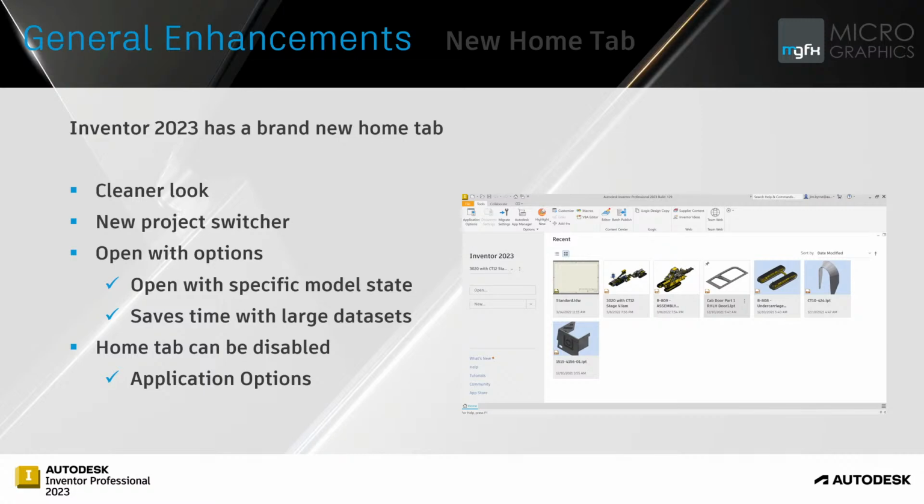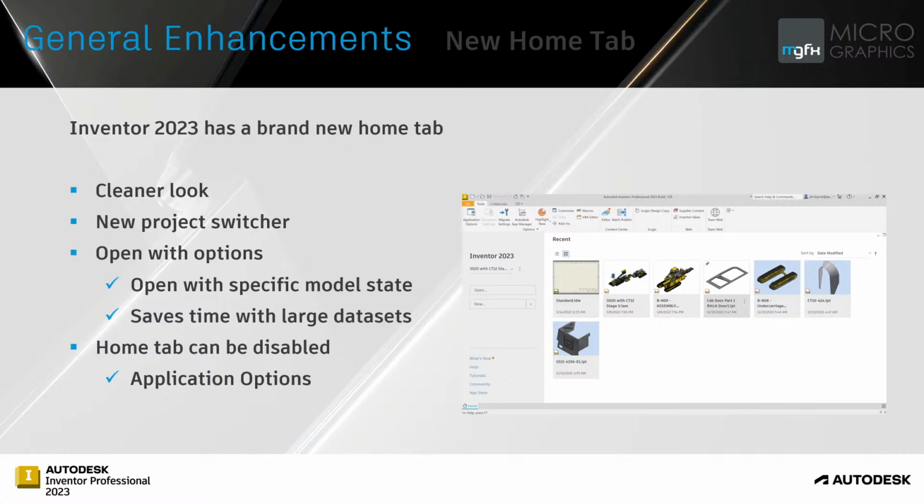Things to note is that you have open with options. So this will allow you to open directly a brand new model with a specific model state. Now this will save time with large data sets, because you don't want to have to open the model and then go to your representations or your model states and then change it, especially if it's like many hundreds of parts. You'd probably want to open it with a particular model state from the start.